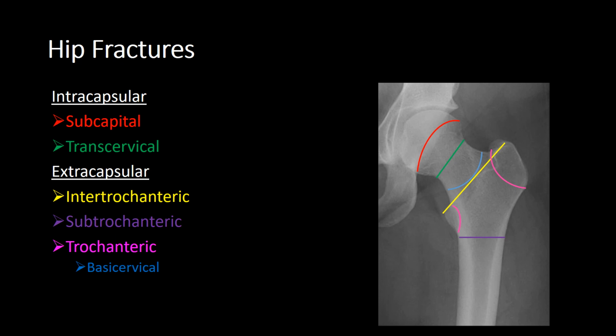Now, basicervical fractures can be quite difficult to identify. So, in which case, the more common fracture, the intertrochanteric fracture, is more commonly seen. I wouldn't get too worried about basicervical. For me, I think it's more about recognising an intertrochanteric fracture, because I just think that basicervicals are really quite hard to see.